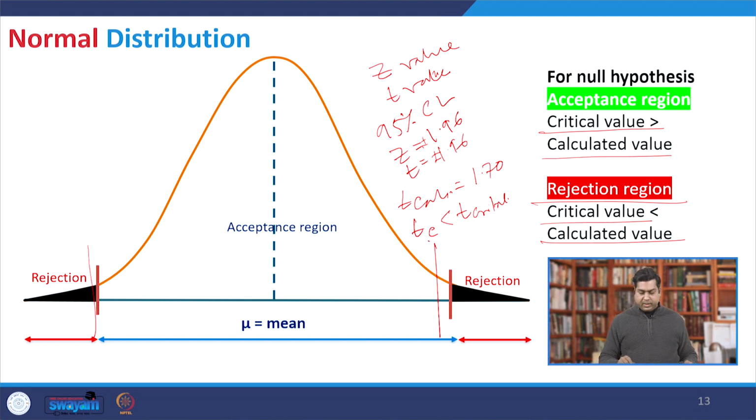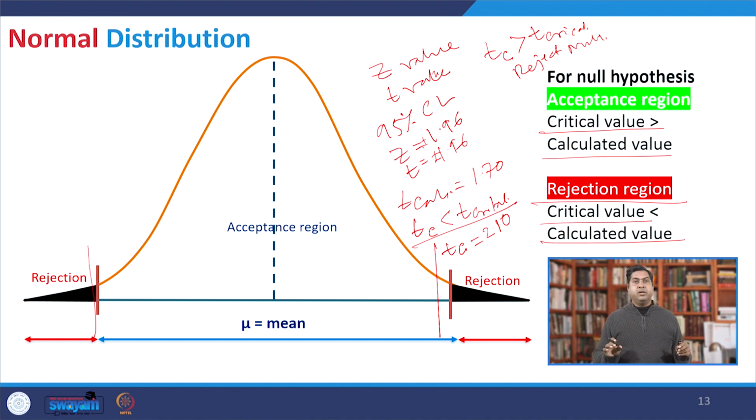Then we can say that in this particular case we cannot reject the null hypothesis. Next, if suppose the t calculated value is 2.10, because t calculated is greater than t critical, we can reject the null hypothesis. And in all these cases, the null hypothesis is where we consider that there is no change in mean or no change in variance between two particular variables or two particular groups which are under consideration for our study.